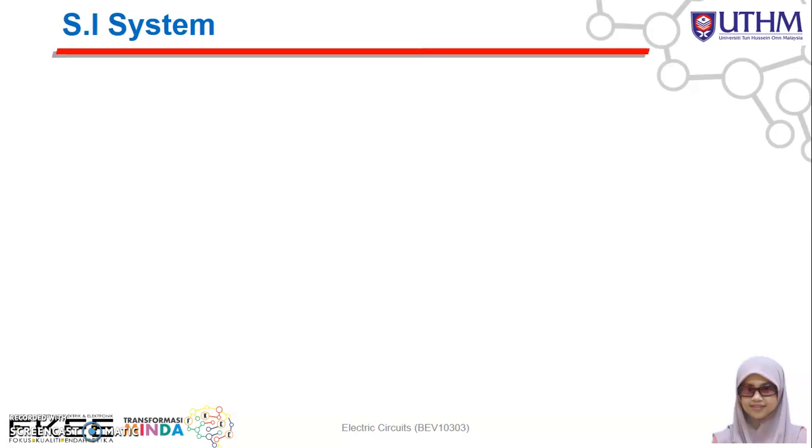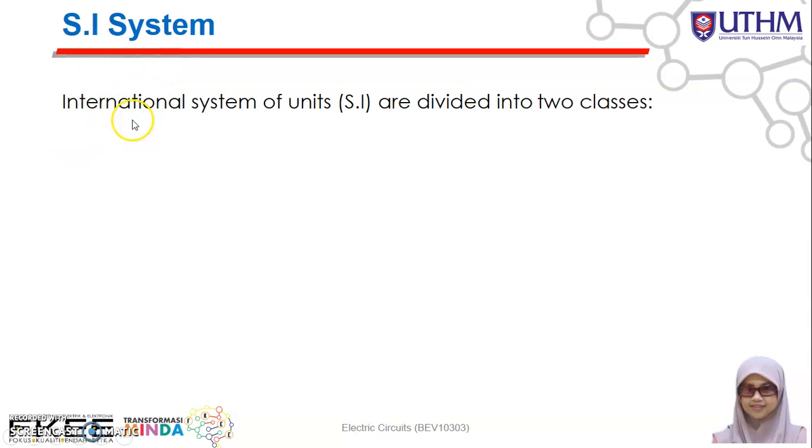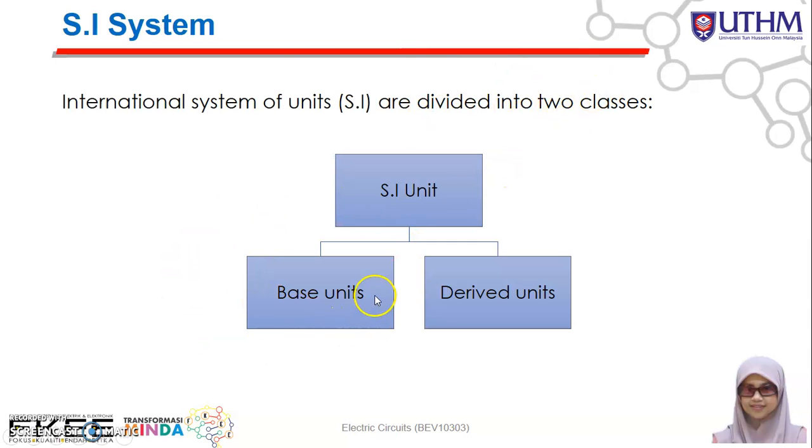In order for the measurement to be understood by all, we need to come up with an international measurement language, which is the SI system. The SI system, or the International System of Units, can be divided into two classes. The first one is the base unit, the second one is the derived unit.